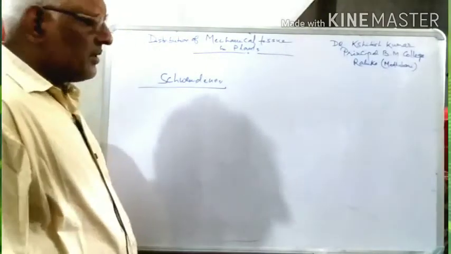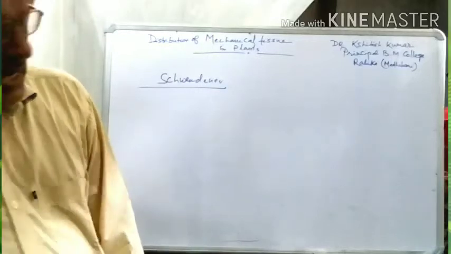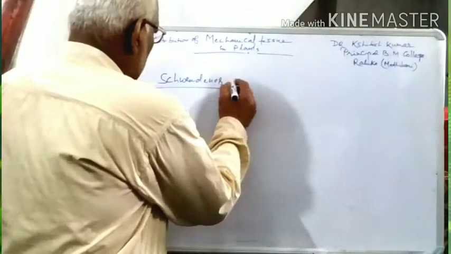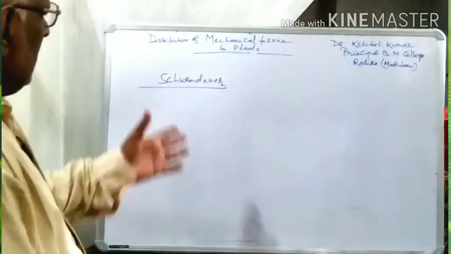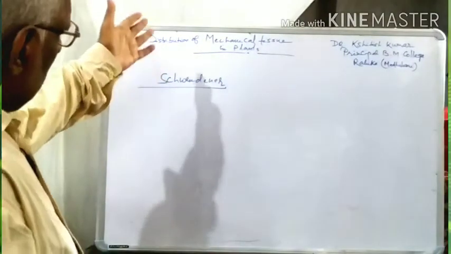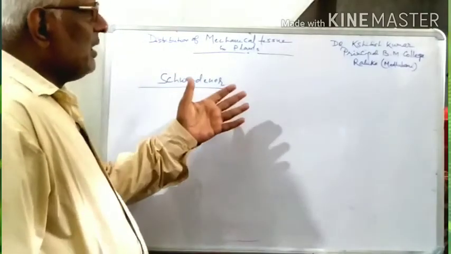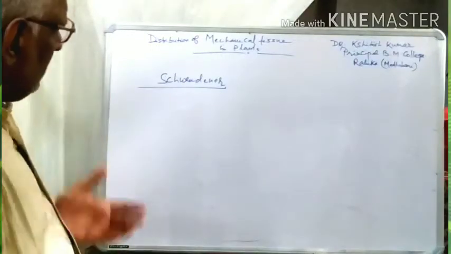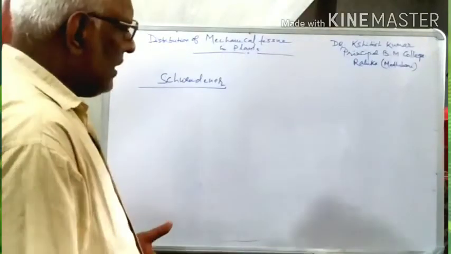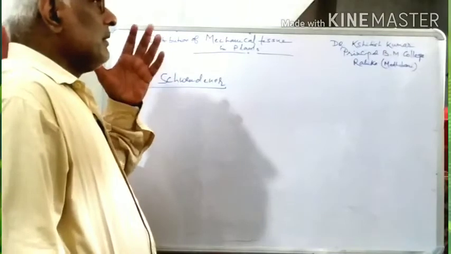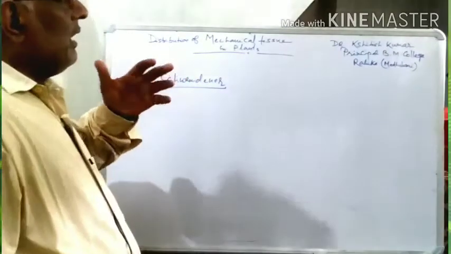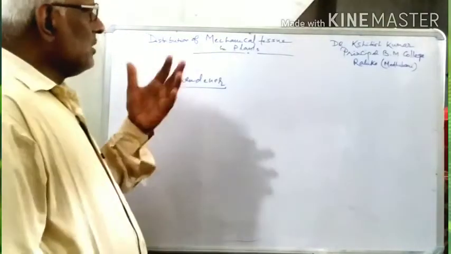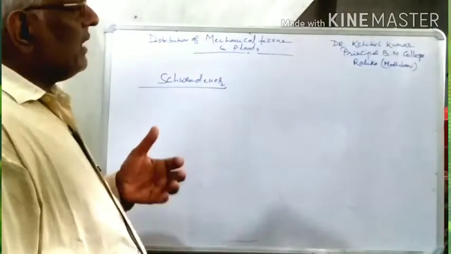Swendener was the first scientist or botanist who elaborately studied the distribution of mechanical tissue and the nature of distribution of mechanical tissue in the plant. He did his work on the distribution of the mechanical tissue.